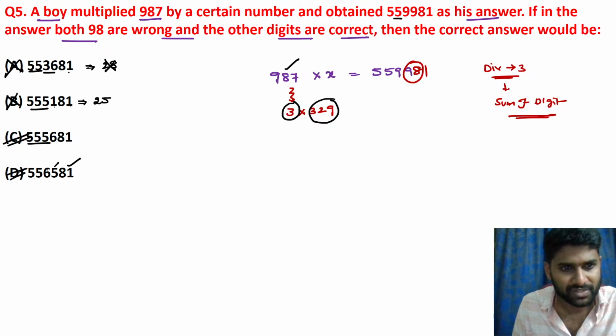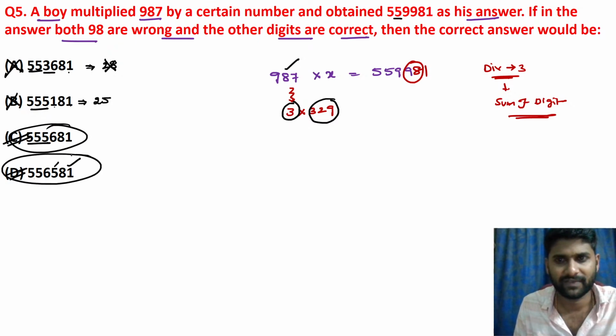Okay, guys, this is the option which is represented. In the answer both 98 are wrong and the other digits are correct. I think there is something wrong with the option. Why? Because both are the same number.